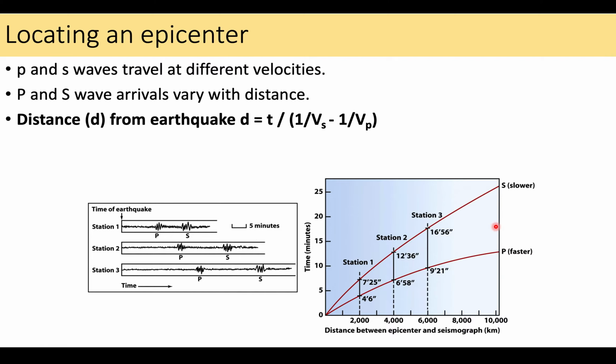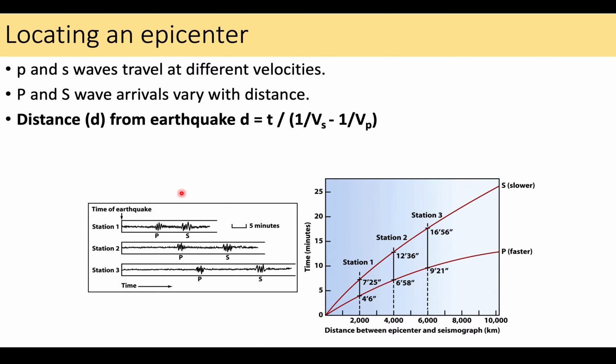So we know that the P and the S waves travel at different speeds, but we know that their speeds are very set. So we can use the difference between a P and an S wave arrival time to determine how far away the earthquake is from that seismograph. So here we have the P wave plotted and the S wave plotted in terms of distance versus time. Those red lines are constant.